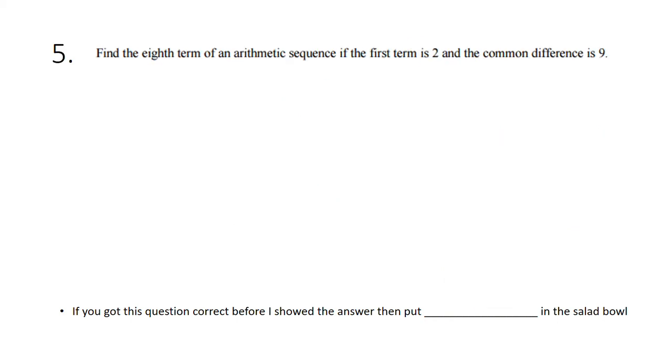Okay, next question. We need to find the 8th term. So finding the 8th term of the arithmetic sequence, we have our first term is 2 and our common difference is 9. Now remember, with arithmetic sequence we use y equals mx plus b. This m is our slope. This b is our 0 term. So our slope is the common difference. So that's easy. Our b is not this. This is our first term. So 2 is our first term.